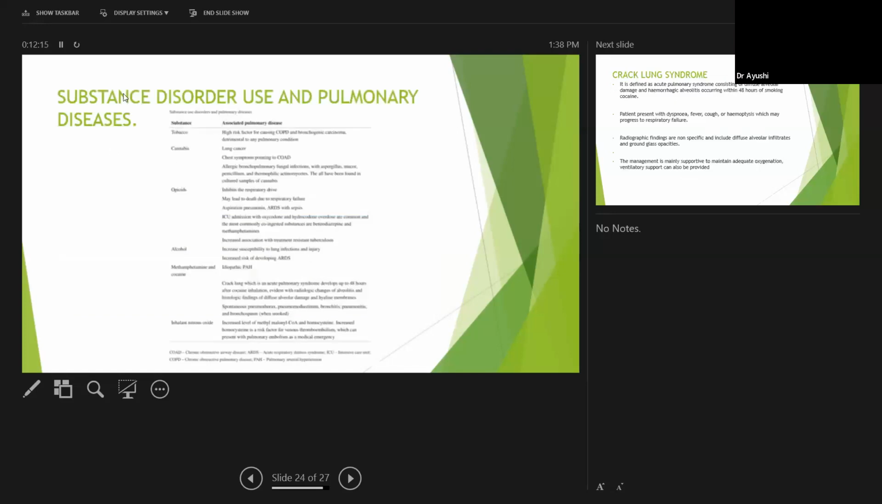Now there was one article on substance use disorder and pulmonary diseases. It is seen that tobacco is a high risk factor for causing COPD and bronchogenic carcinoma. Cannabis causes lung cancer and some allergic bronchopulmonary fungal infections with Aspergillus. Opioids inhibit the respiratory drive and hence may lead to death due to respiratory failure. Alcohol increases the susceptibility to lung infections and injuries. And methamphetamine and cocaine cause idiopathic pulmonary arterial hypertension.